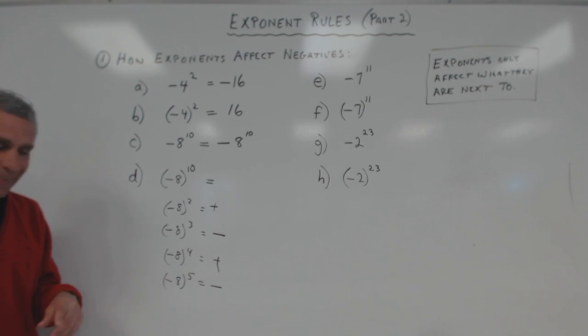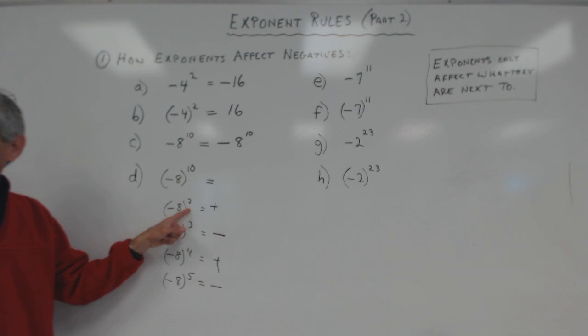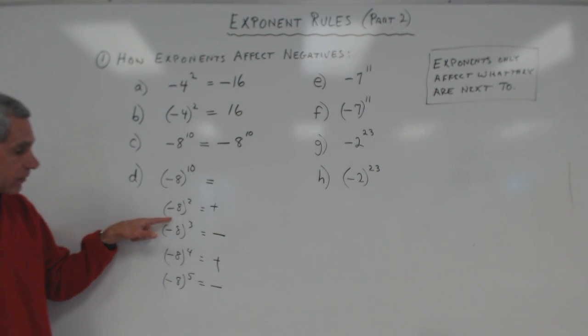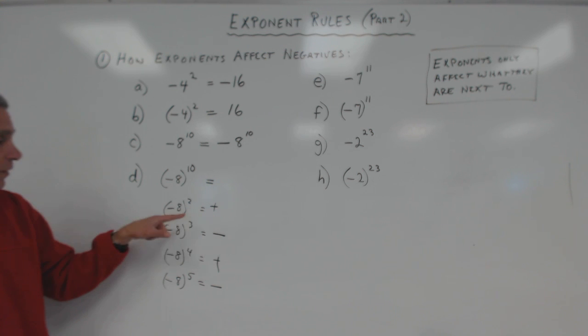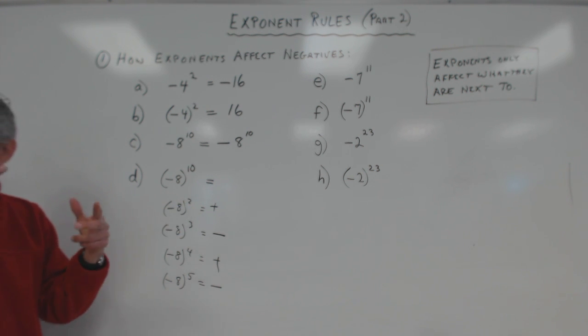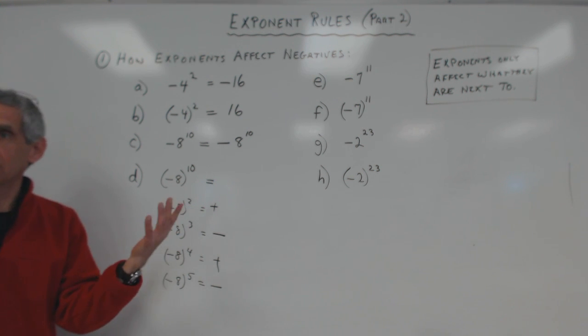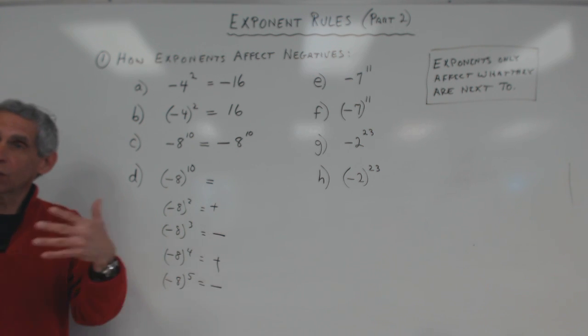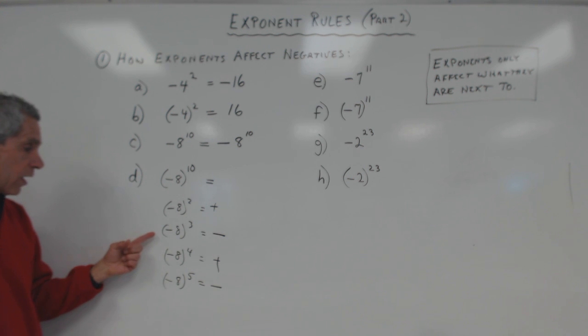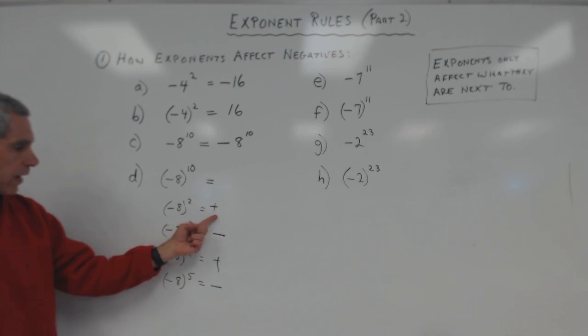Thank you. All right. So when the exponent is next to a parenthesis and what's inside the parenthesis is negative, if the exponent is even, it's going to be positive. It turns that negative sign inside the parenthesis positive, because whenever you have an even number of things, they cross out. Negative times negative is a positive, and another negative times negative is a positive, and another. So whenever they're even, they cross out. Therefore, this is going to be positive.